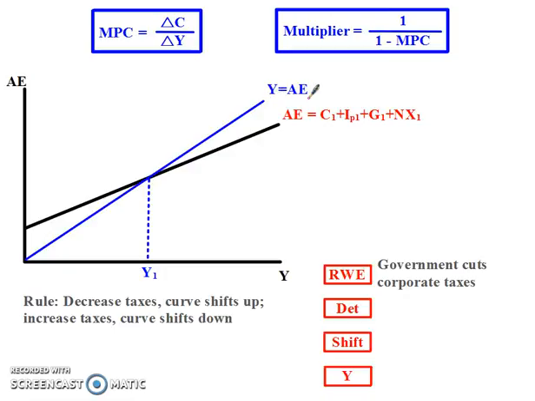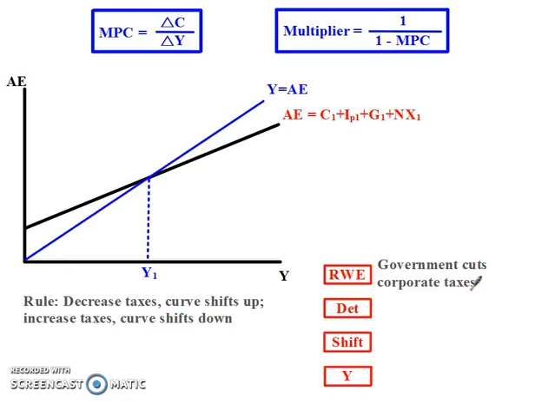That means unplanned investment, and change in inventories are equal to 0. So here we are at equilibrium, and then we get some real-world event. The government cuts corporate taxes.